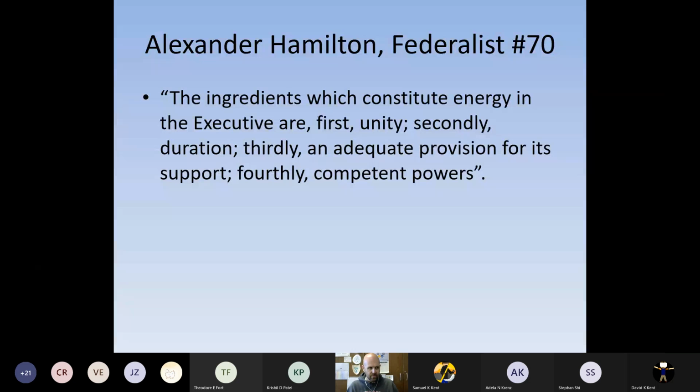So with this circumstance, the fact that the new government is created with 3 branches, one of them being an executive, those who are defending the policies, like James Madison and Alexander Hamilton, argue what needs to be in terms of qualifications and characteristics of this executive. And Alexander Hamilton, I think, put it really well in Federalist Paper number 70. He says, quote, "The ingredients which constitute energy in the executive are, first, unity; secondly, duration; thirdly, an adequate provision for its support; and fourthly, competent powers."